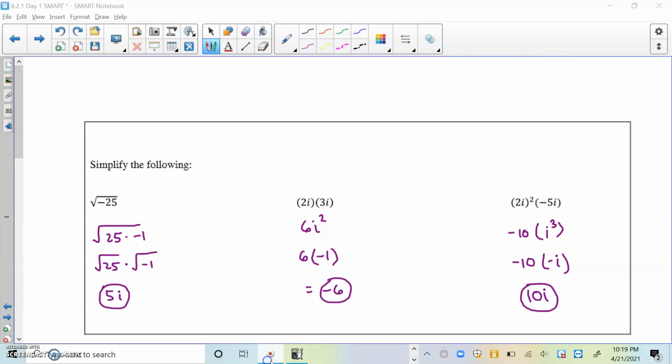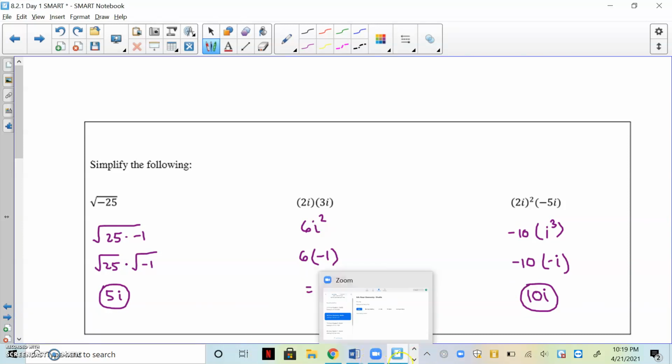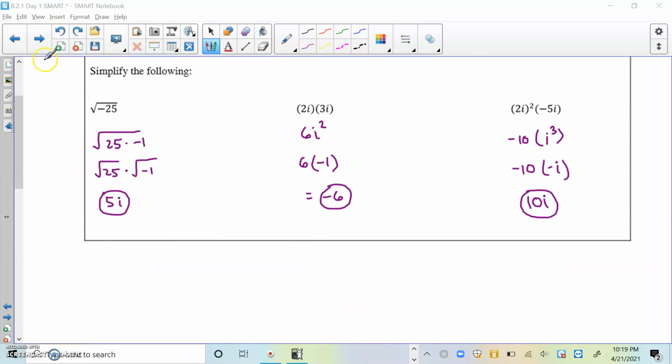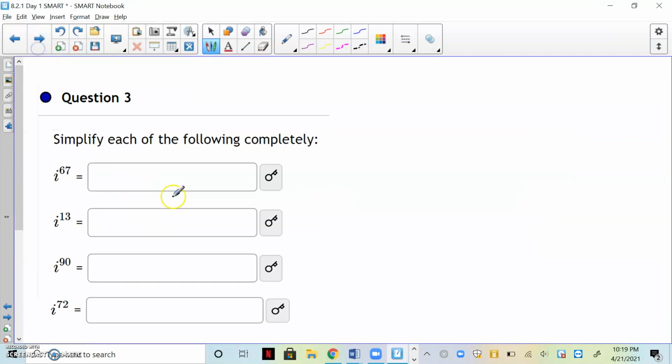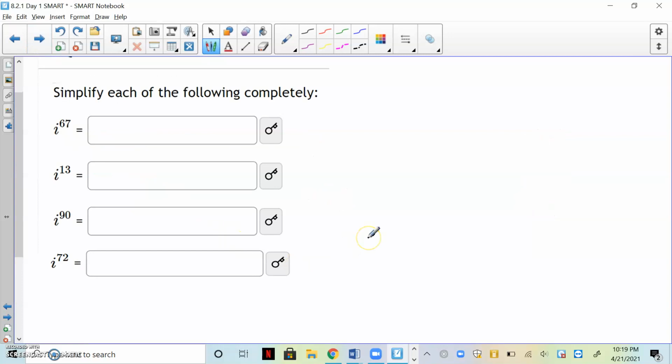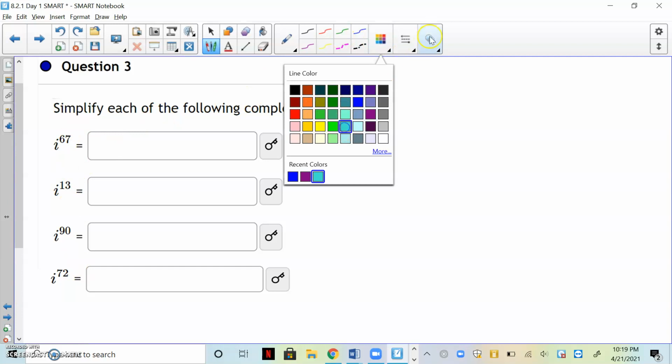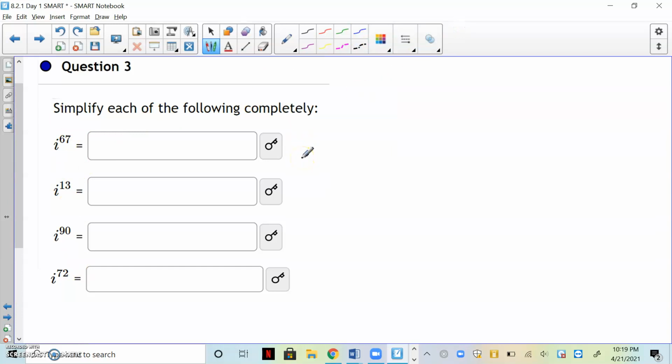All right, so that is it for these examples. I do want to talk about one open math example, just so that we're feeling comfortable with it. This is that big fun problem in open math. It's number 3. So let's say I have huge numbers here, right? Like i to the 67th. It's not as daunting as you might think. You just have to think about rewriting it in terms of i squared.